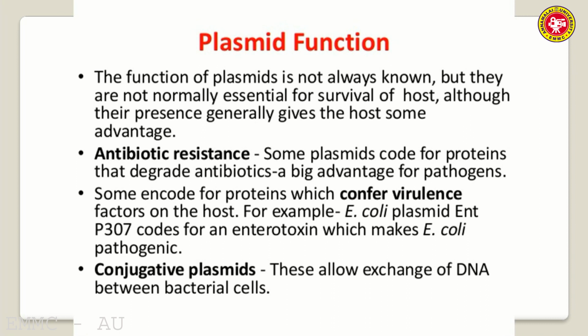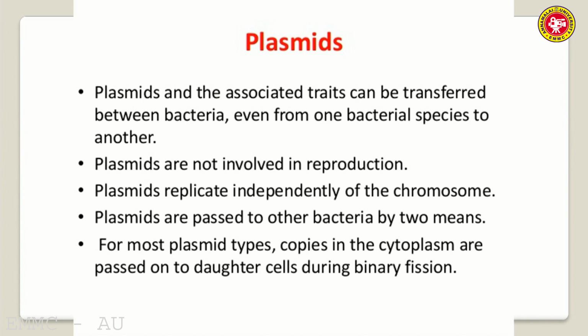Conjugative plasmid allows the exchange of DNA between bacterial cells. Conjugative plasmid is a sex plasmid, so it transmits the genetic material from one cell to another cell. Mostly the plasmids are transferred from one bacterium to another, from plus cells to minus cells, donor to recipient.